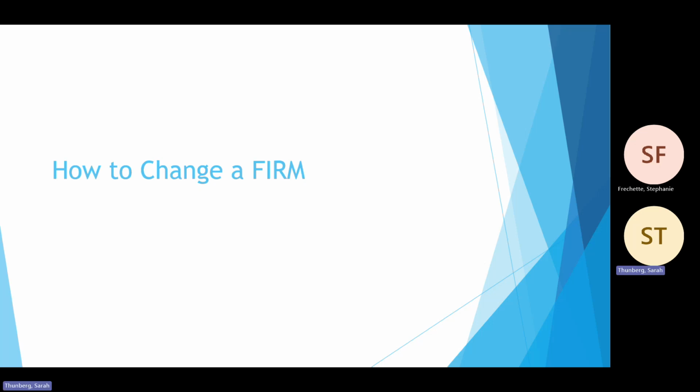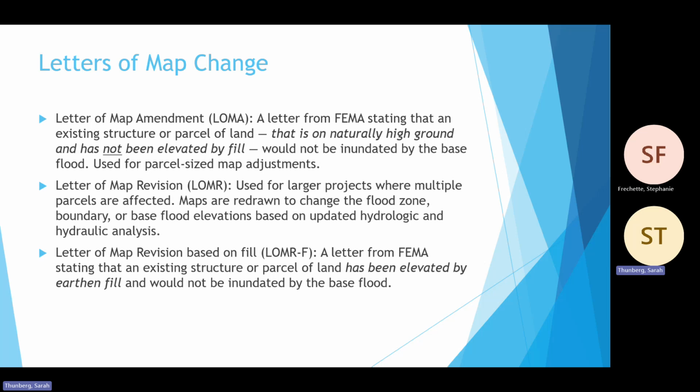There are ways to change a flood insurance rate map. In general, these are called letters of map change. There are multiple different types of a letter of map change. The first of which is a letter of map amendment, or LOMA. This is a letter from FEMA stating that an existing structure or parcel of land that is on naturally high ground and has not been elevated by fill would therefore not be inundated by the base flood. These letters of map amendment are typically used for parcel-sized map adjustments.